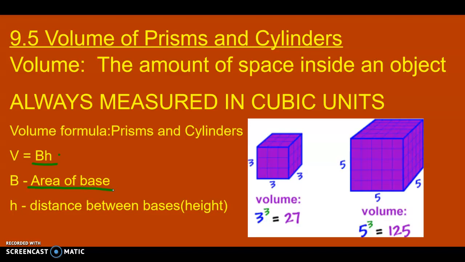Because if you remember, a prism is made by taking two polygon bases and connecting them by rectangles. So the length of the rectangle, or the distance between the bases, is going to represent the height. And you find the area of the base and times it by that height. So let's go ahead and look at a couple of these.